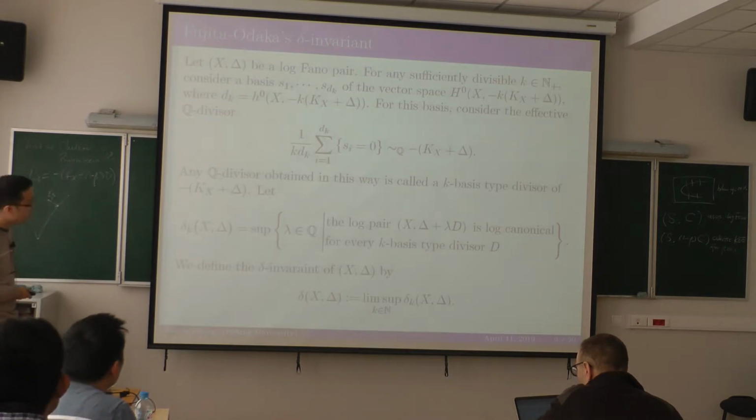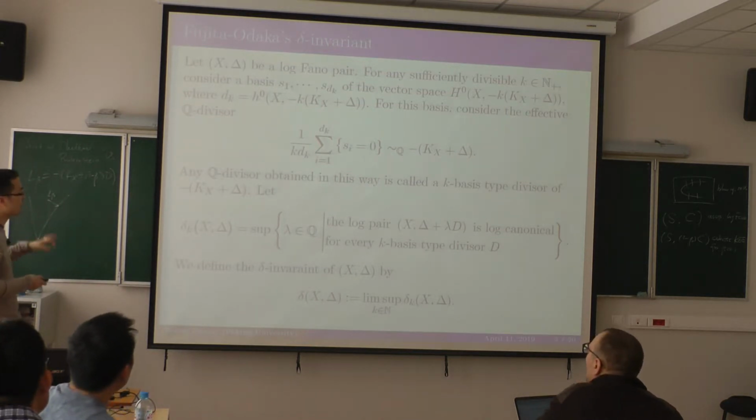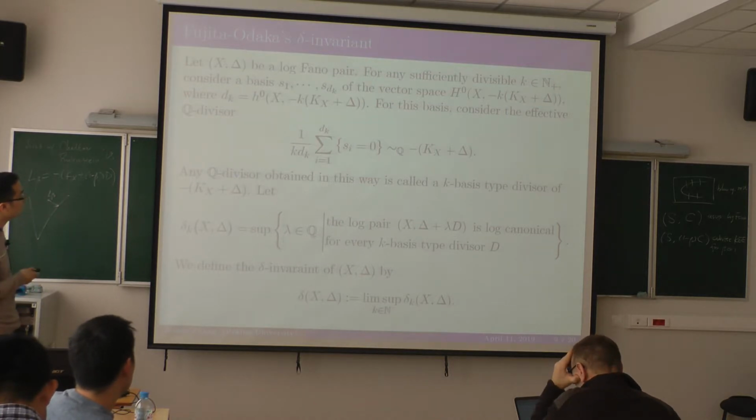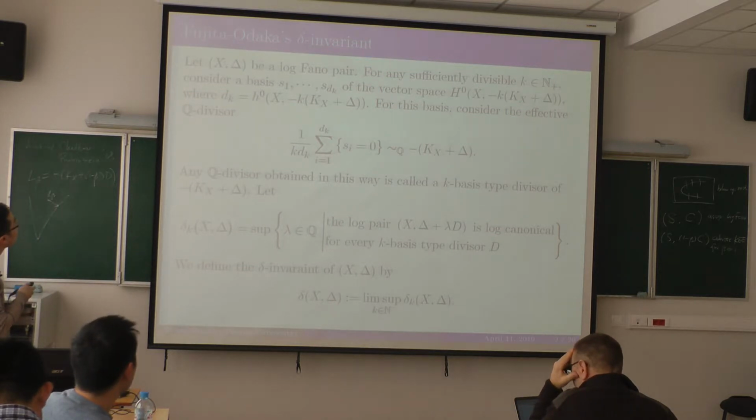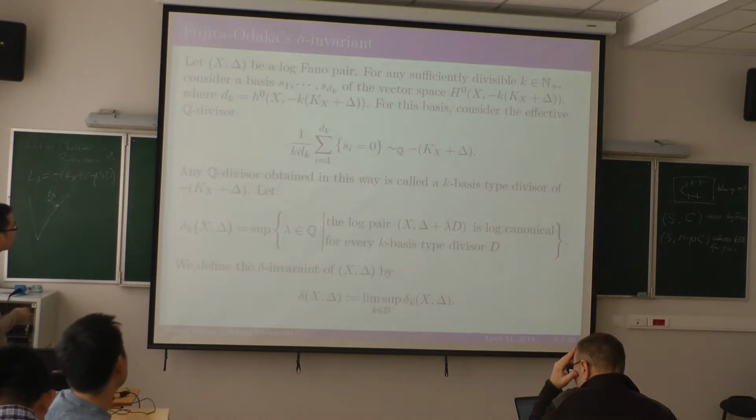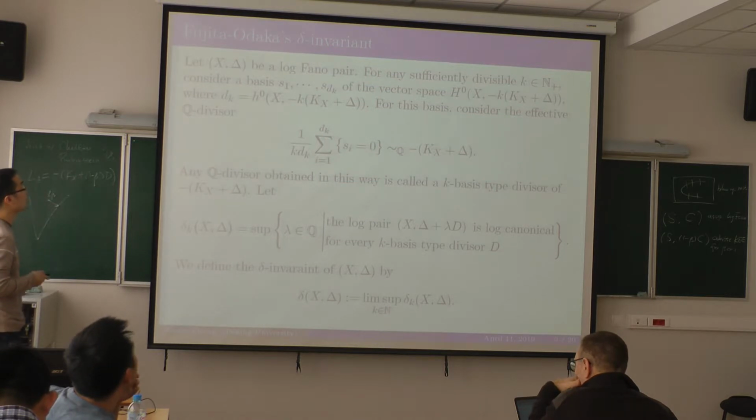Let me first recall the delta invariant. It has appeared many times in this conference, but I think this form did not appear. The definition is like this. We consider any log Fano pair, and we take a basis of the linear system, and then we cook up a Q-effective divisor in this class. We consider the log canonical threshold of this divisor, define a log canonical threshold for each k, and then we let k go to infinity. In this way, we define an asymptotic invariant for the log Fano pair.